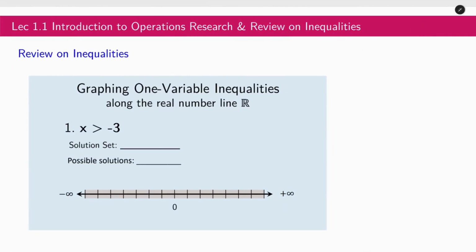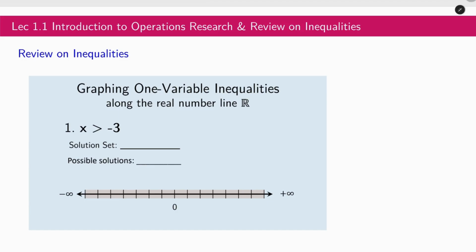Next, let's have the review. Graphing one variable inequality along the real number line R. Okay, x is greater than negative 3. So, let us locate the negative 3 first. From the origin, 1, 2, 3. That is 3 units to the left. This one is an inequality, so definitely, negative 3 is not included in the solution set.